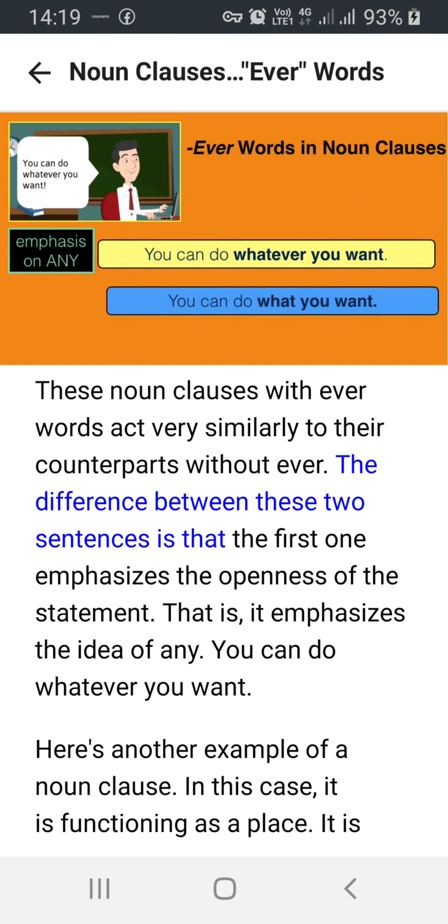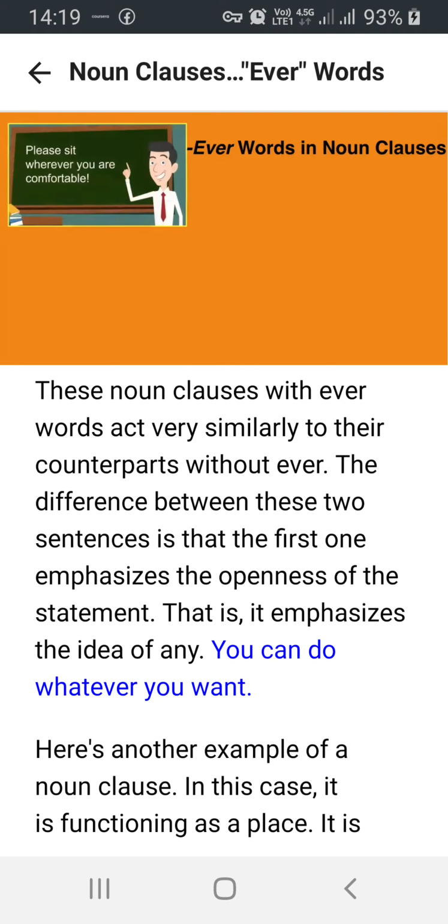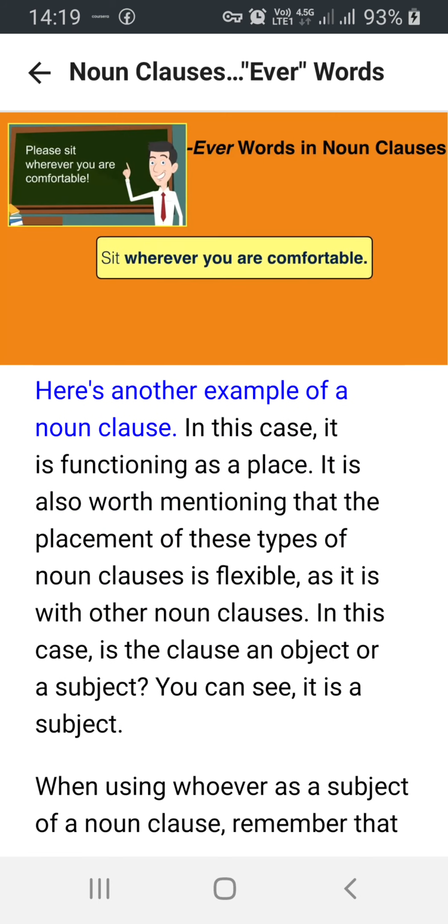The difference between these two sentences is that the first one emphasizes the openness of the statement. That is, it emphasizes the idea of any. You can do whatever you want. Here is another example of a noun clause. In this case, it is functioning as a place.